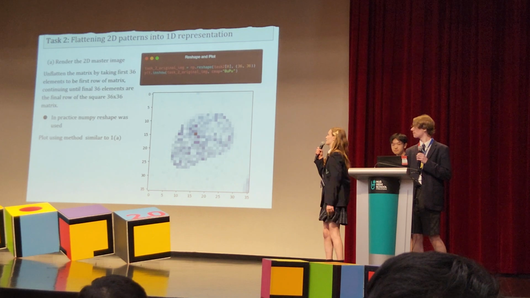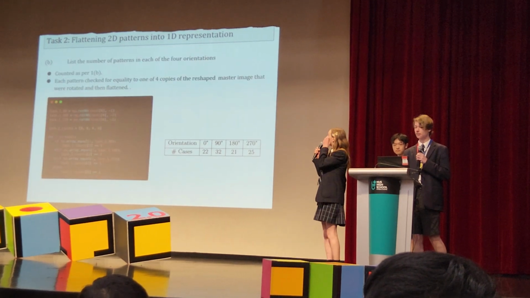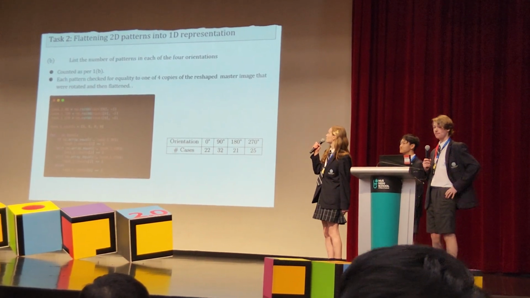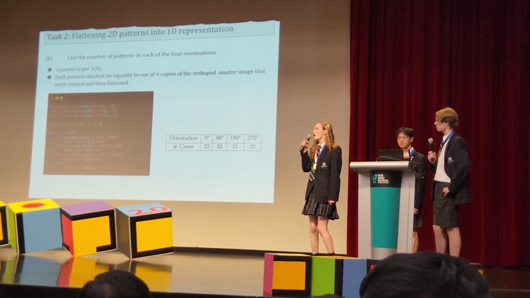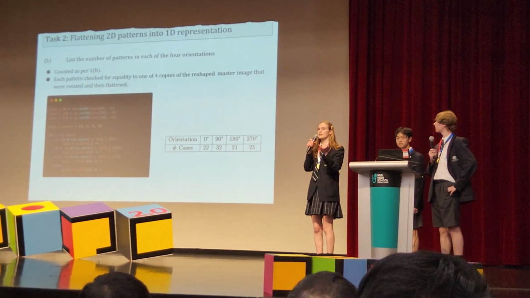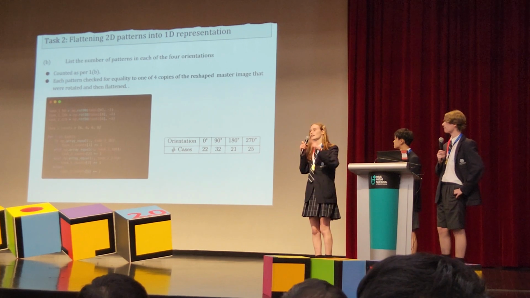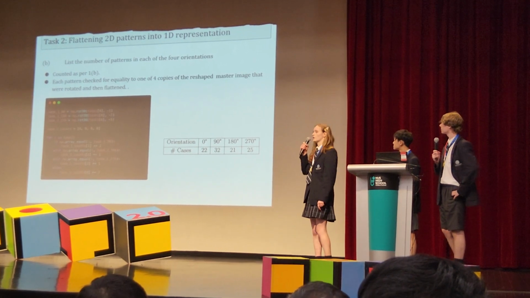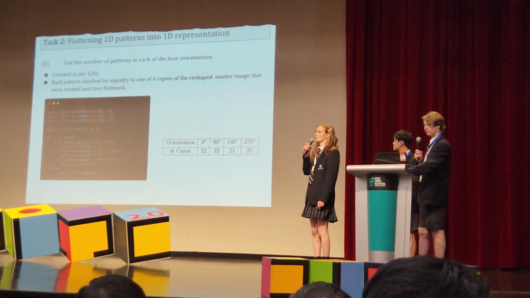And then you just plot the same method as we described before. And then to list the number of reference patterns in each of the orientations, you rotate the reshaped image and then flatten it into each of the orientations, and then just check for equality again because there's no noise, so they're going to be exactly equal.